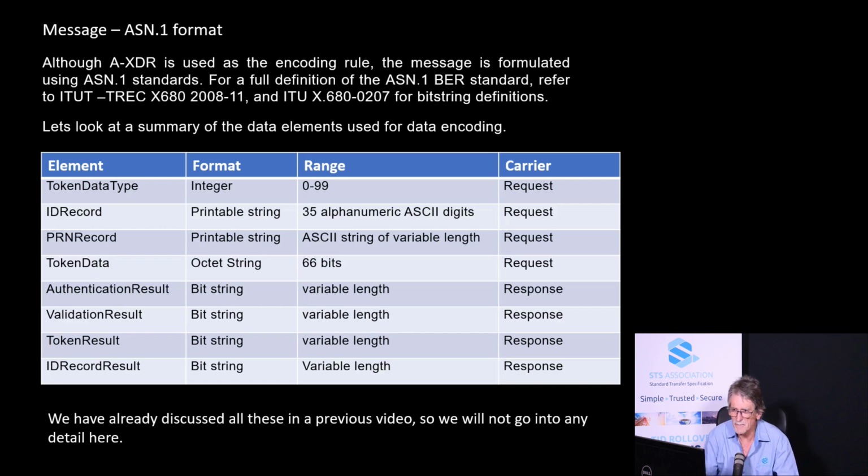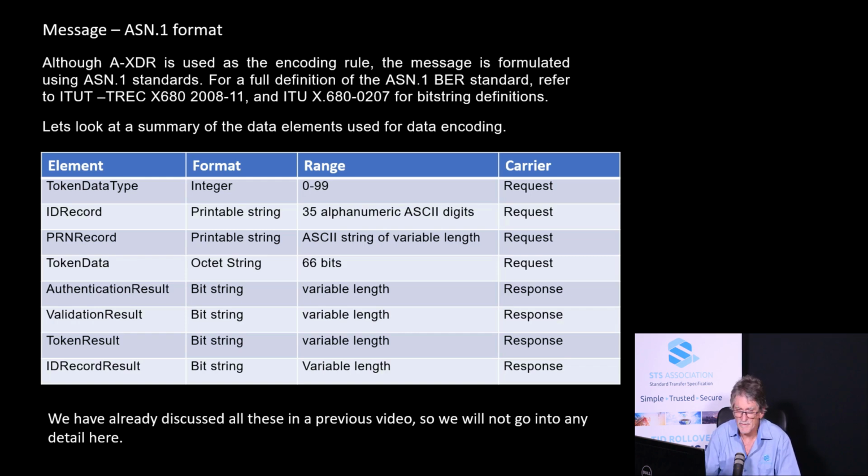Let's look at a summary of the data elements used for data encoding. You have a token data type, which is an integer format in the range 0 to 99, and the carrier is a request message. The ID record is a printable string, 35 alphanumeric ASCII characters, and that's also in the request message. The PRN record is a printable string, and it's an ASCII string of variable length. Token data is an octet string, 66 bits in the request message. Then authentication, validation, and token result and ID record result all come back, and that's in the response string. They're all bit strings and they're all of variable length.